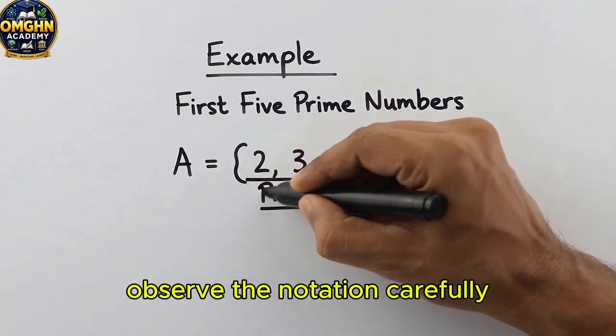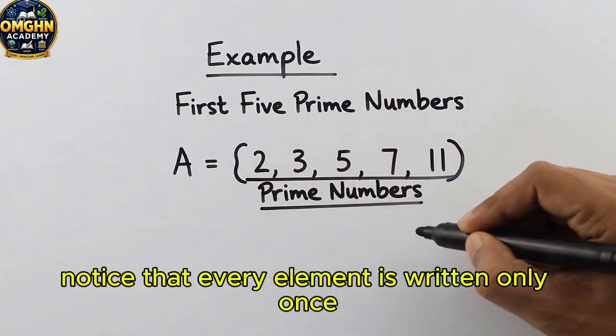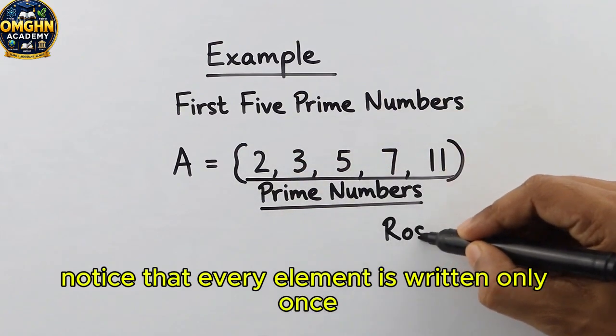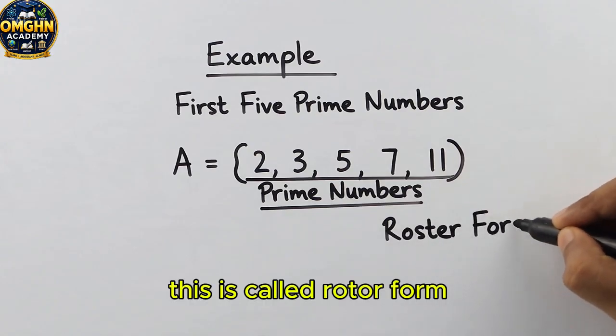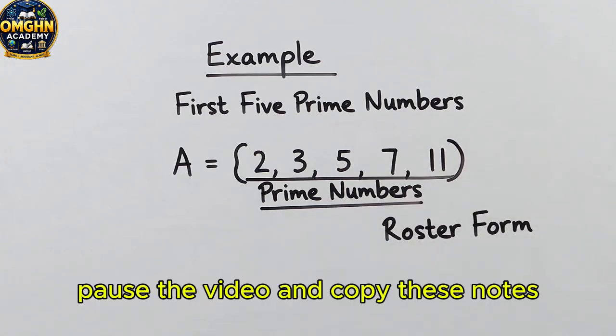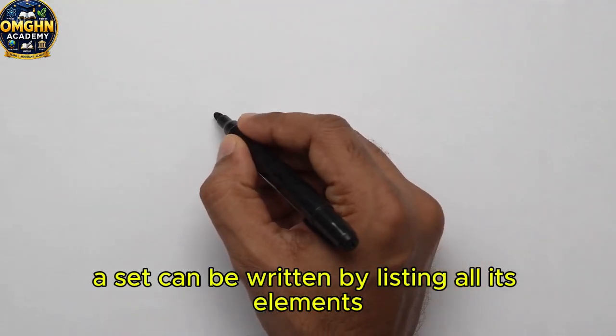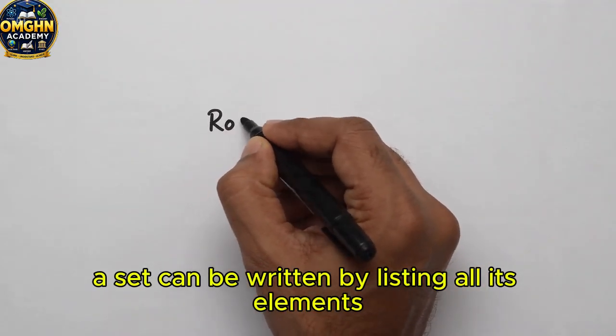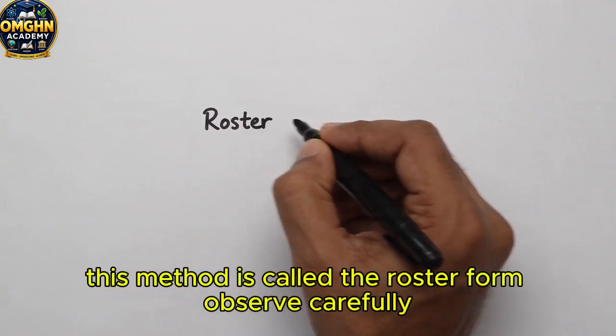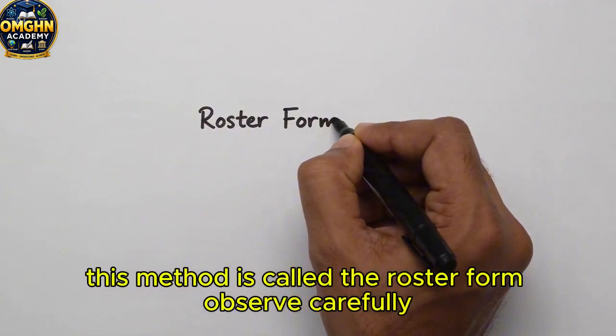Observe the notation carefully. Notice that every element is written only once. This is called roster form. Pause the video and copy these notes. A set can be written by listing all its elements. This method is called the roster form.